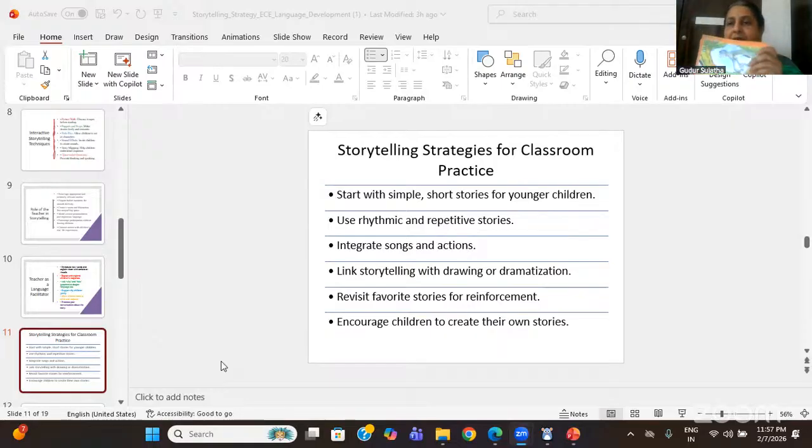Here are the flashcards of a story. Remember, when you are using a flashcard, instead of directly introducing the topic or the name of the story, you can discuss. Children, what is it that you are seeing in this picture?